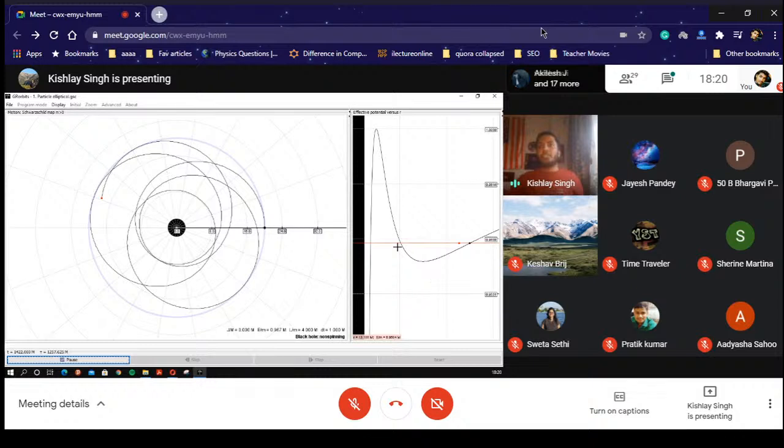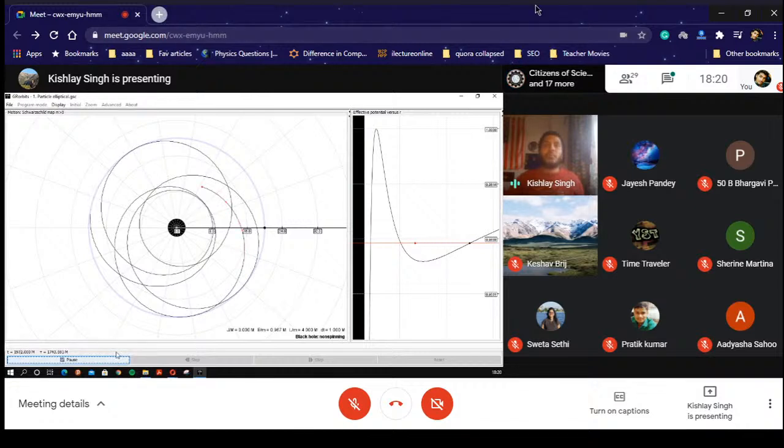But since you can see in the graph, this red line is the energy level of the particle, and it is not coming down after every loop. It just has constant energy. That's why it is able to touch the radius it started from. I hope this clears it up.